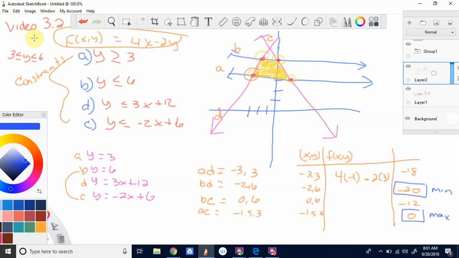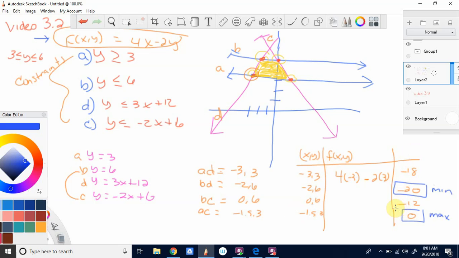But we're going to have a real-world example. They're going to ask us to find something, and that's how we build our objective function. Then they're going to give us constraints, or any restrictions on the x and the y, the domain or the range, and that's what these inequalities are. Then we're going to graph them, find the vertices, list the coordinates of each vertex, put them into the objective function and get a value.